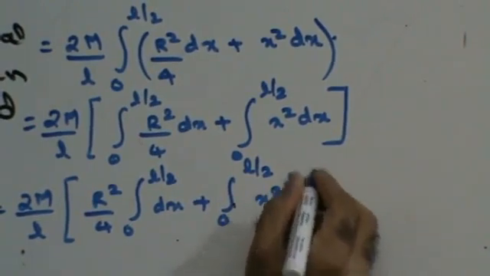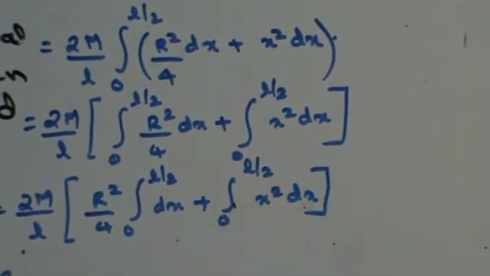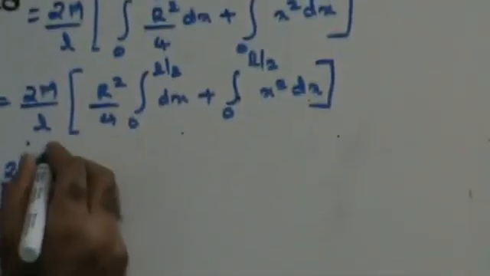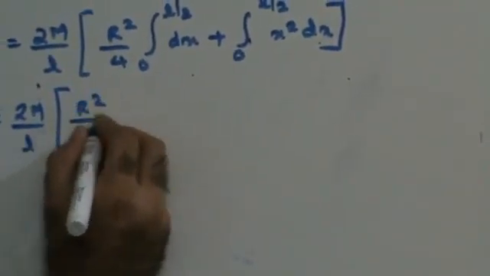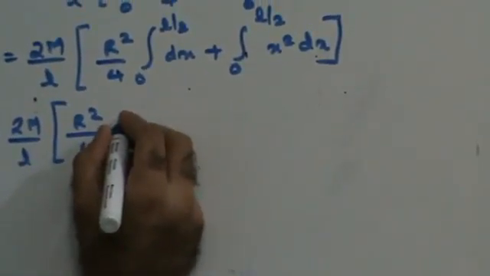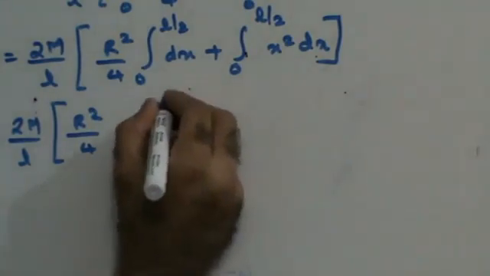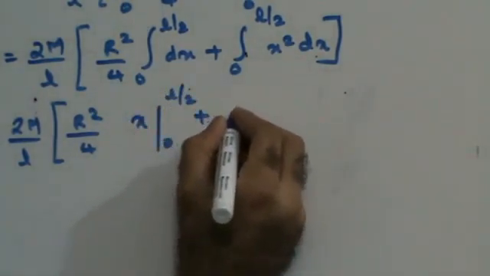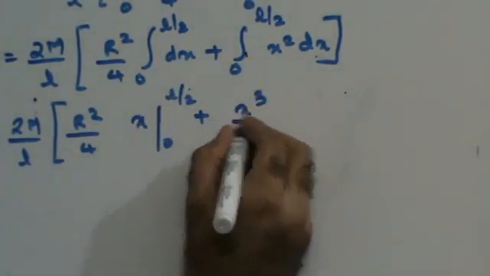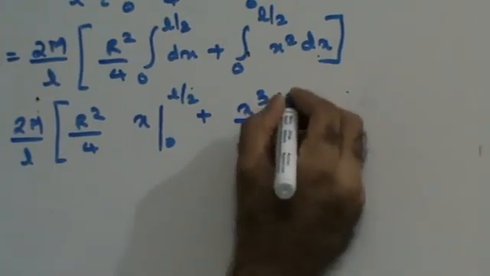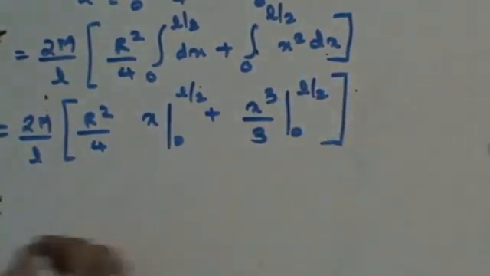This is 2m by L, r square by 4, integral of dx is nothing but x when the limits are between 0 to L by 2, plus integral of x square is nothing but x cube by 3 when the limits are between 0 to L by 2.